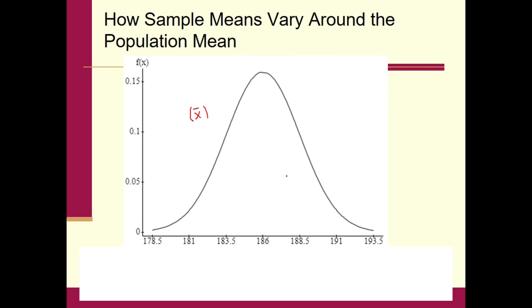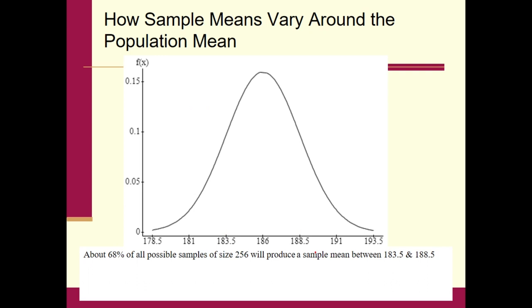And what do we find out? If we drew a line here, straight up, and a line here, straight up, what percentage of samples will be contained in there? Well, about 68% of all possible samples of size 256 will produce a sample mean between 183.5 and 188.5. About 95% of all possible samples of size 256 will produce a sample mean between what? 181, so two standard deviations out, and 191.